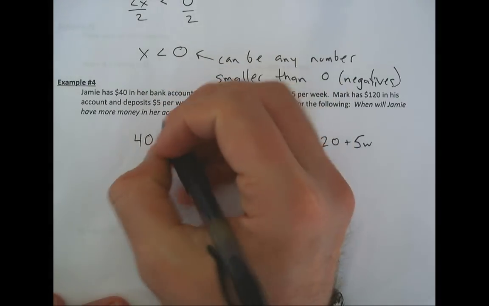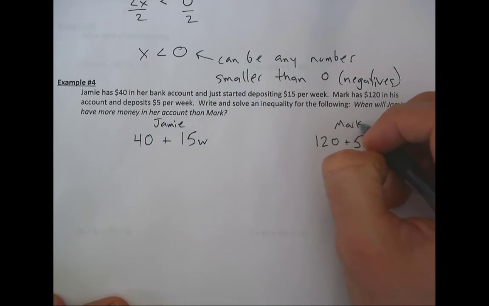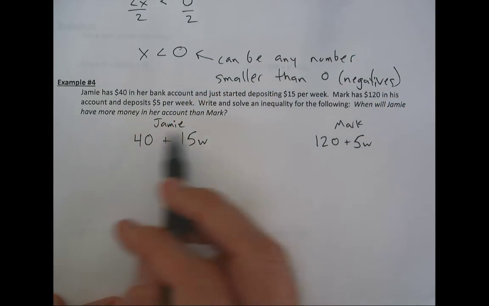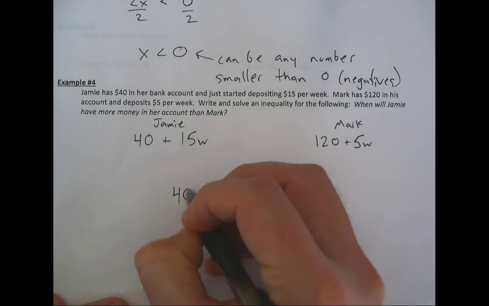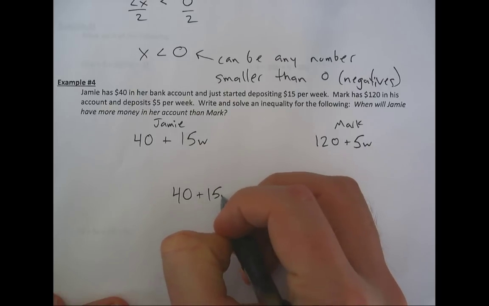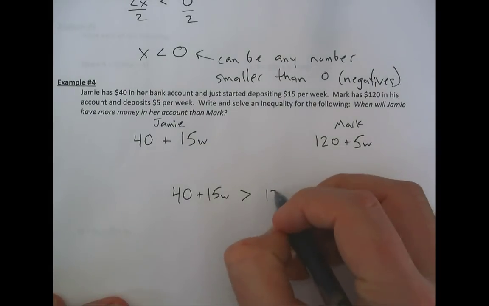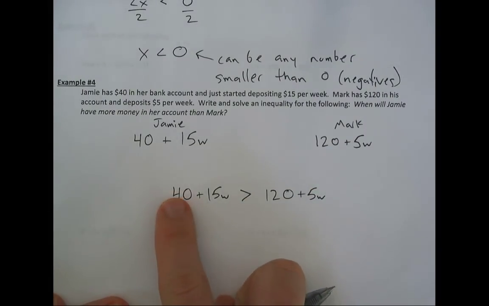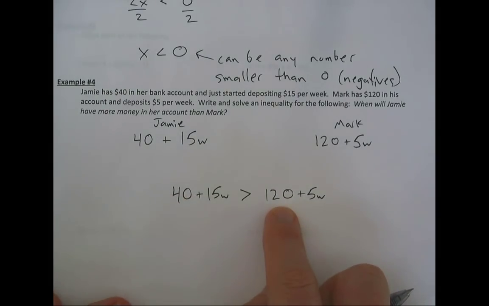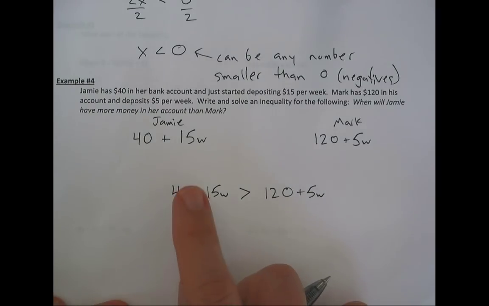When will Jamie, and that's Jamie right here, and this is Mark, when will Jamie have more money? When will she have more in her account than Mark? So how do I write that as an inequality? So Jamie, when does she have more? So when is her account greater than his? Because when they start out, she's got $40, he's got $120, but she's putting more in every single week. So at a certain point, and from that point forward, she's going to have more money in her account.